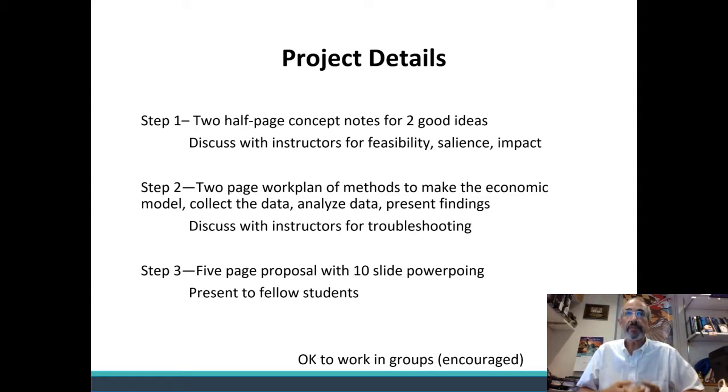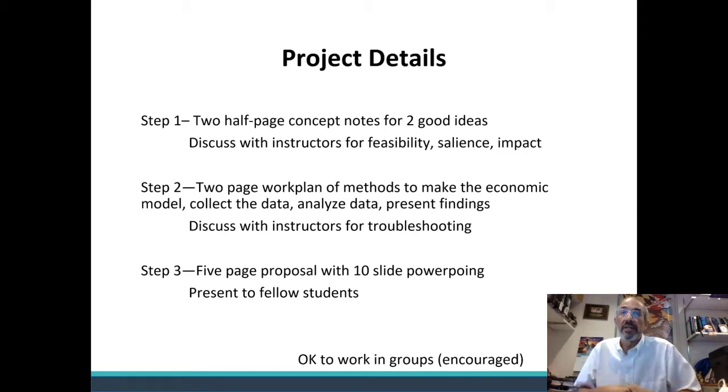In Step 2, during the second phase of the course, we will expect you to expand one of your 2 good ideas into a 2-page work plan. What will you do? What are the steps that you'll take in order to make the model, collect the data, analyze the data, and how will you share it with the people for whom this project matters?